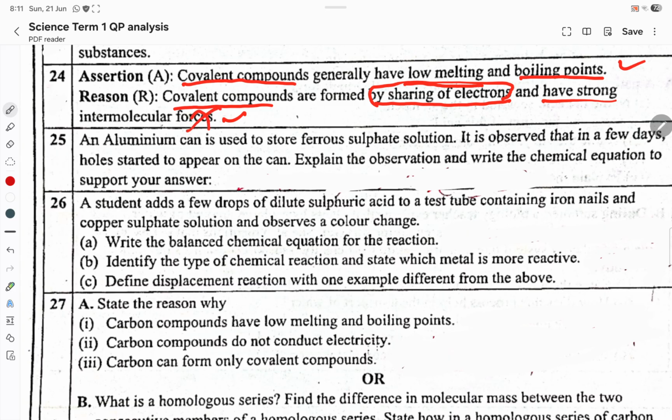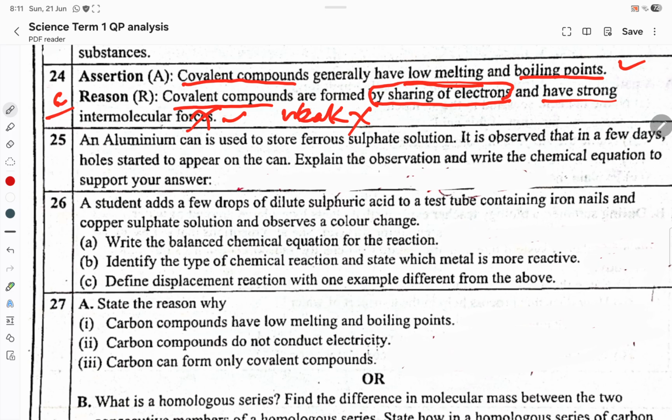They have sharing of electrons, but they have no strong intermolecular force. They actually have weak intermolecular force. That's why this reason is wrong. So the assertion is right, the reason is wrong. That's why option C is the right answer here.